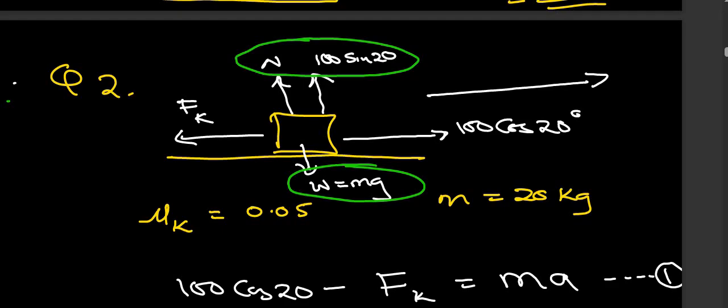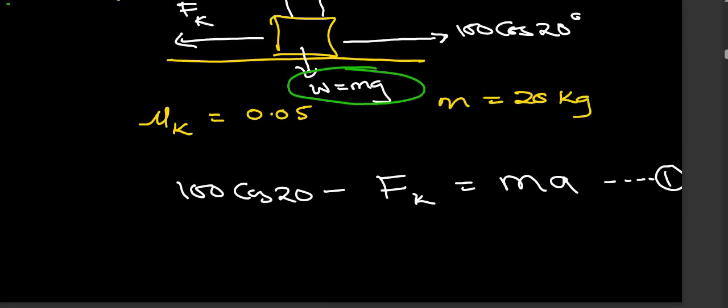And the forces in the x are not balanced. That's the reason why this thing is actually moving. The winning force, 100 cos 20, minus the force that is slowing us down, which is the friction, will always give us ma. This is the first equation we wrote in x.